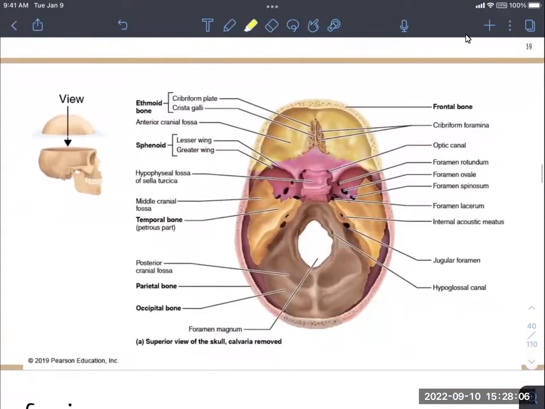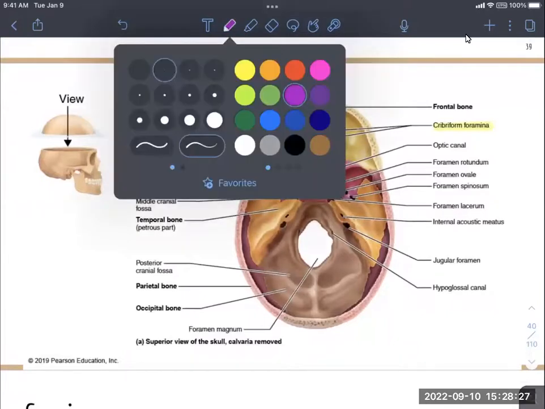So from this angle, here's the ethmoid bone. You can see that crista galli that sticks up in the middle, then that cribriform plate that has all those little holes in it. Those are the cribriform foramina. Those are where the nerves project down into the nasal cavity.